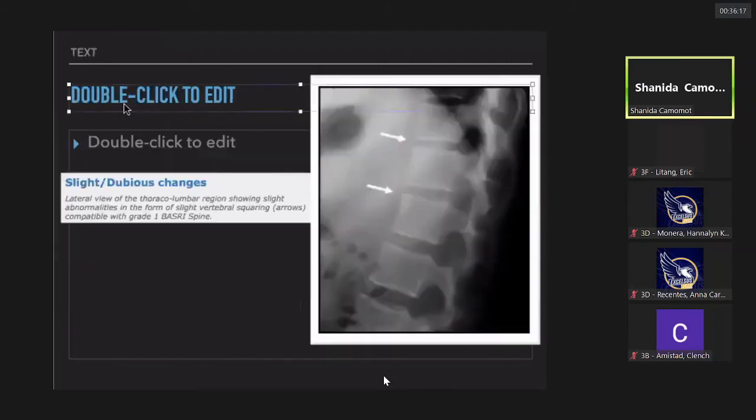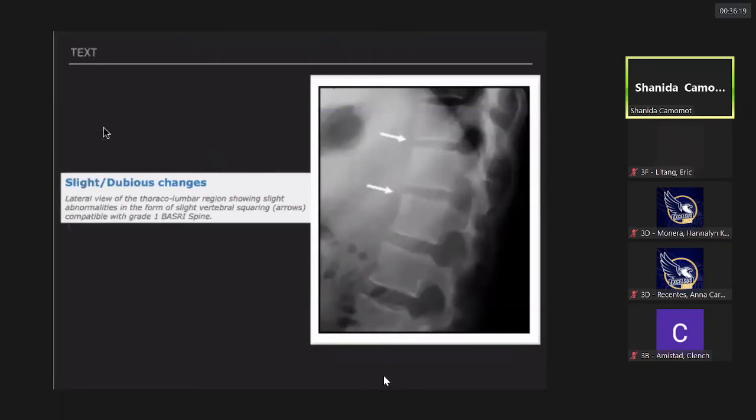So here are examples of the X-rays. This one is the grade 1 BASRI spine, slight or dubious changes on a lateral view of the thoracolumbar region, showing slight abnormalities in the form of slight vertebral squaring. So there is already formation of the squaring of the vertebra. This is compatible with grade 1.